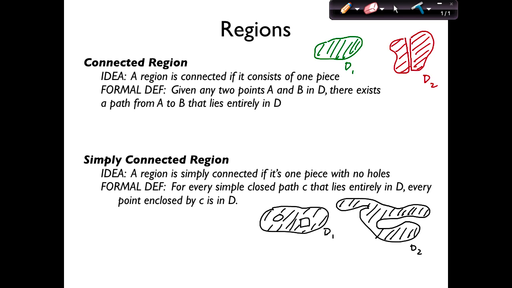You see that? What about in D1? Does every circulation within D1 contain only points of D1? What do I need to do to show that's not true? Go around this, right? There's lots of ones that are fine, like all those are good. But if I go around one of those things, that violates this rule, because now there are points within C that are not in D1. So not simply connected.